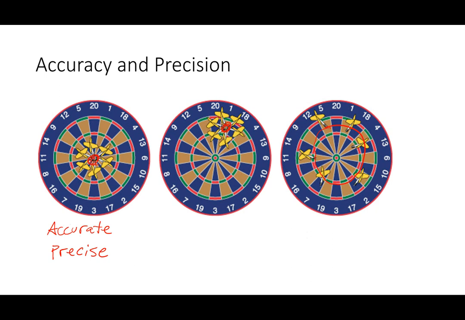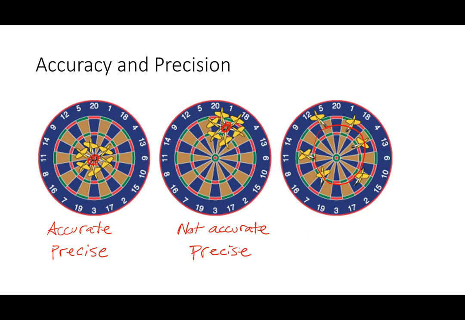In the second case here, it's not accurate. There's very low accuracy here because they're far away from the bullseye, but it is still precise. Okay, you can have something that's precise but not accurate, of course.